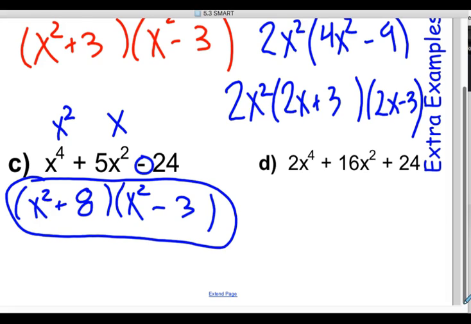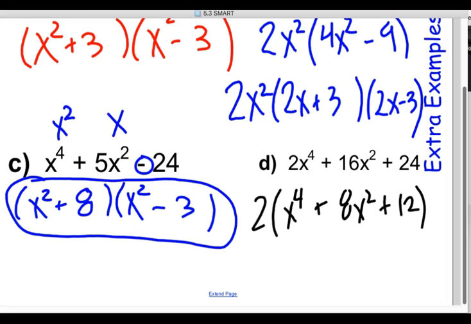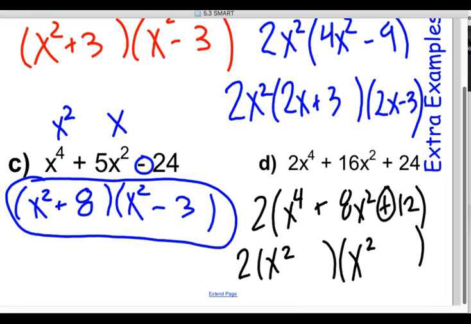On the last one, to factor, what would you do first? 2x squared. You can go simpler. 2. If you take out a 2, then what's 2x to the 4th? 16x squared is now just 8x squared. 12 at the end. So taking out the 2, now what do your parentheses start with? Plus sign at the end. What do you know about your signs?